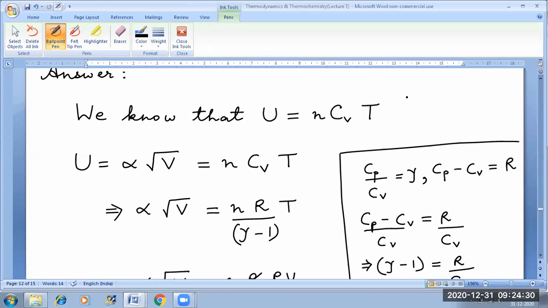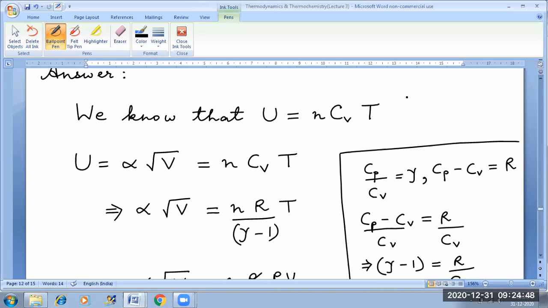I don't know whether the gas is monoatomic or diatomic or polyatomic. So I cannot substitute the value of Cv as any particular value like 3/2 R or 5/2 R. I cannot do that because it is not given in the question whether the gas is monoatomic or diatomic.